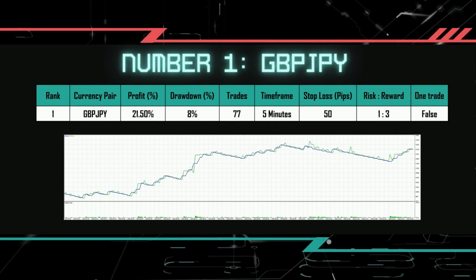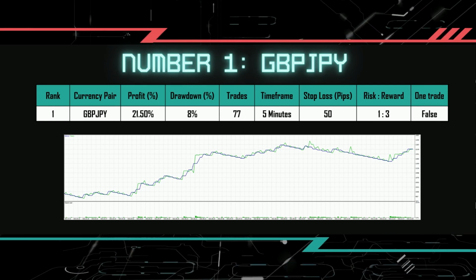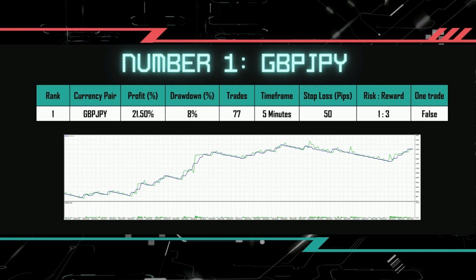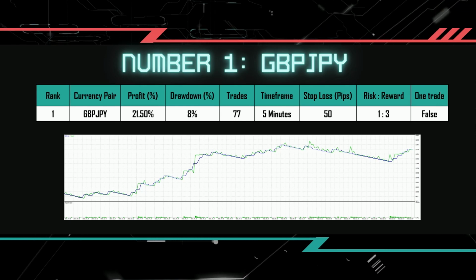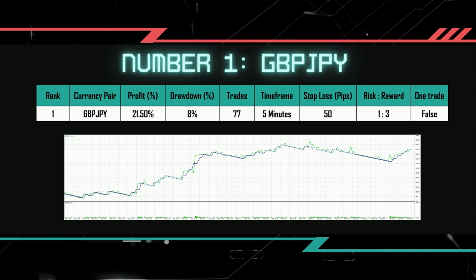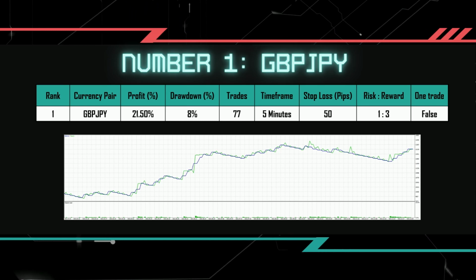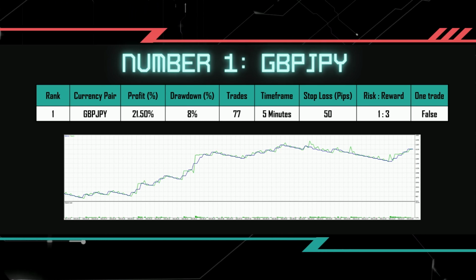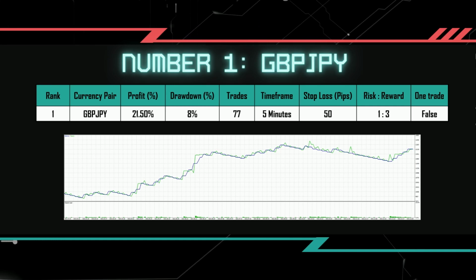In the first place, we have the Great Britain pound and Japanese yen. This pair has the highest profit percentage of 21.50% and comparatively low drawdown percentage at 8%. The optimal settings to achieve this result are as follows: 5 minutes time frame, stop loss level at 50 pips, and a risk to reward ratio at 1:3. There were a total of 77 trades executed in 2021.